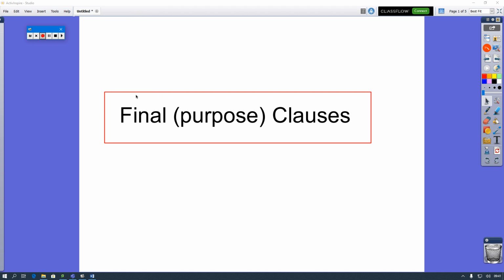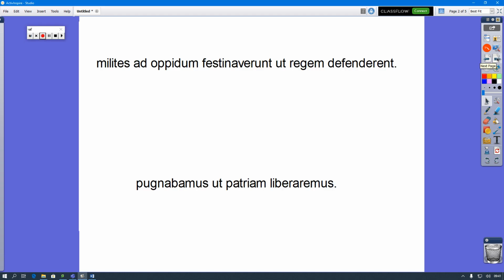In this video we're looking at how to spot and how to translate a final clause. Final clauses are very easy to see in a sentence. You can tell because you have this word ut. And as soon as I see an ut in a sentence, I can draw brackets from the ut to the verb at the end. Now the verb is a subjunctive, and we'll come back to talk about that in a minute. Once I've divided my sentence, I have two small sentences that I can deal with by themselves.